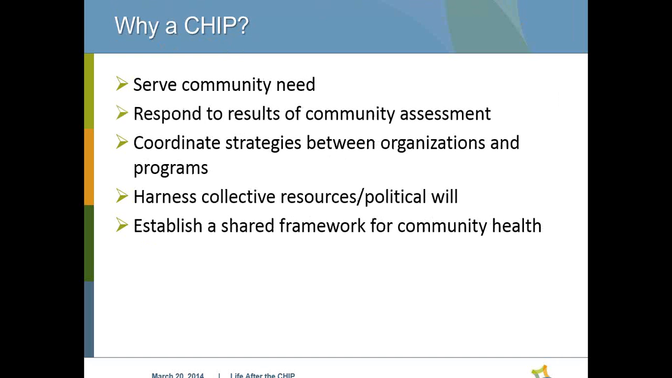Why is a CHIP important? I think it's important because it addresses the findings of a community health assessment. It's really valuable for bringing together multi-sectoral partners to coordinate strategies across the community and reduce duplication of efforts. And it's also really helpful for leveraging existing resources so that you're not reinventing the wheel.